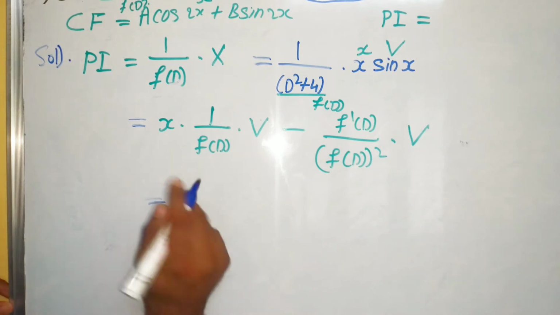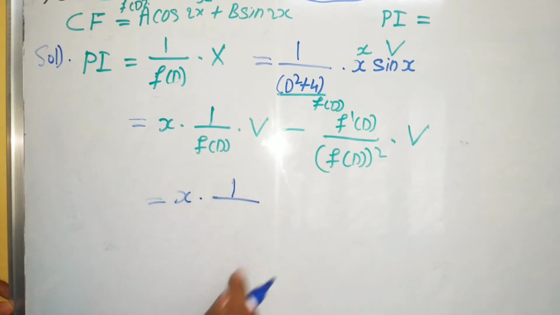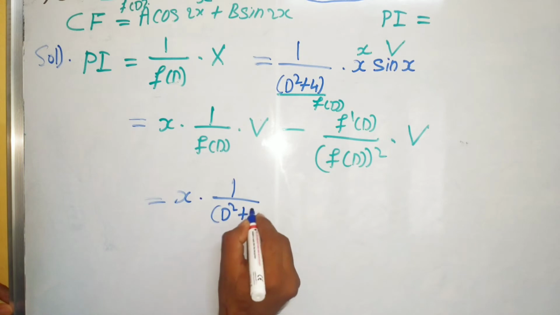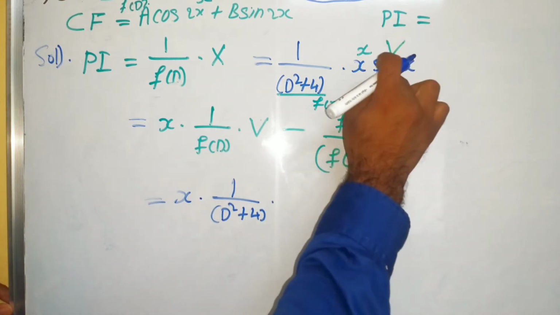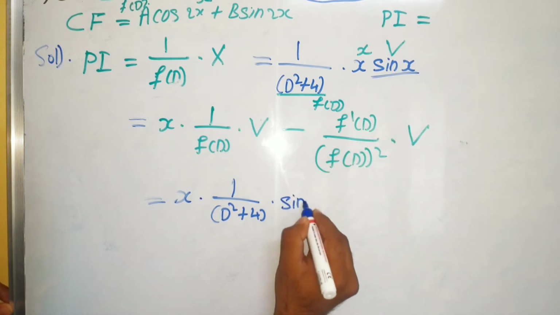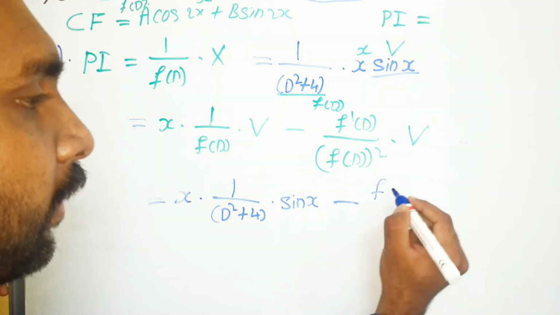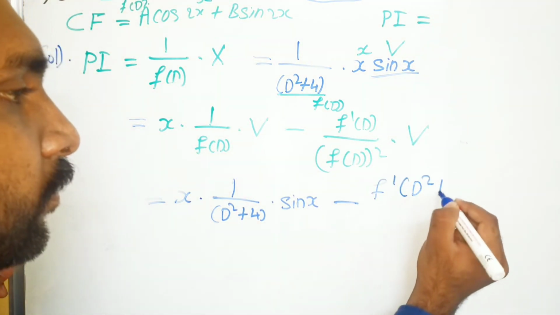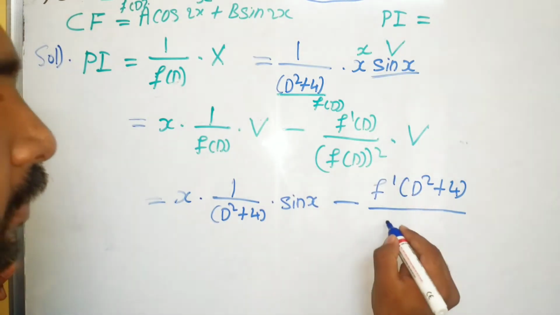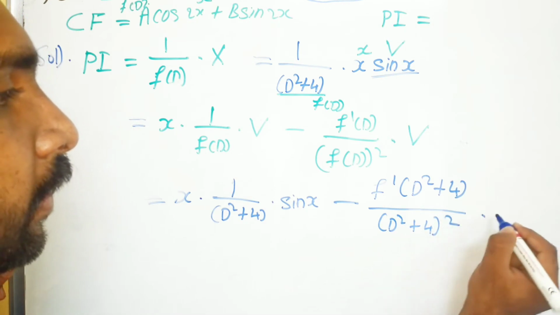So let me apply. Small x is equal to x itself. So I am writing x into 1 by f of d. f of d is d square plus 4, into capital V. Capital V is sin x. So into sin x, minus f dash of d, that means f dash of d square plus 4, by f of d whole square, that is d square plus 4 whole square, into sin x.